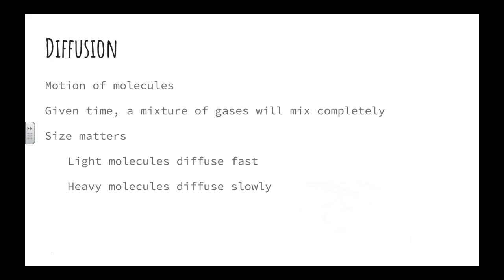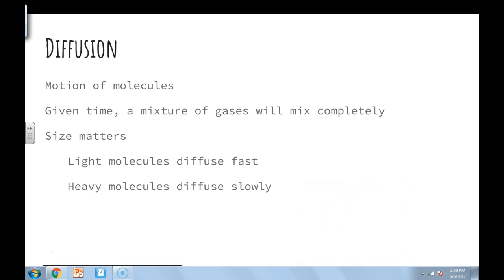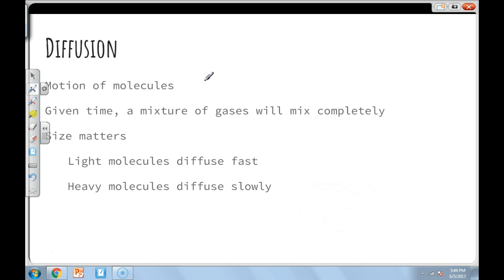Diffusion has to do with the motion of molecules, and one of the things we should know is that molecules are in constant motion. The motion of molecules is related to their kinetic energy, and kinetic energy is then related to temperature. So when we find the temperature of something, we're really trying to find out how fast things are moving.